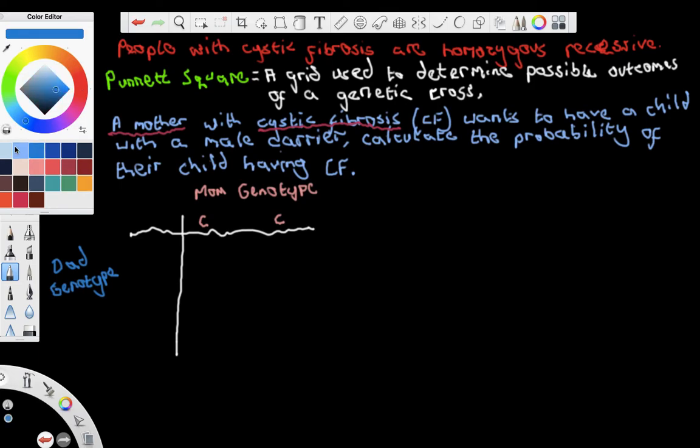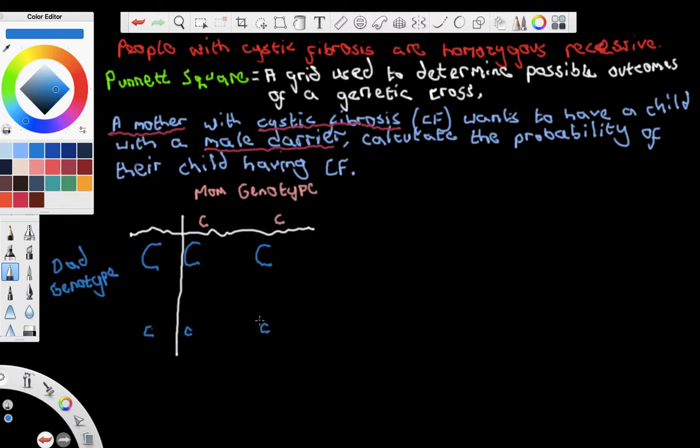Dad, on the other hand, is a carrier. Okay, so it says in the question that the male, the dad, is a carrier. We said on the previous slide that a carrier is someone who is heterozygous. So Dad, remember I must use the same letters, is heterozygous, so I can show that with a capital C and a lowercase c. What I then do is I go across filling in each row. So Dad can only give a capital C here and can only give a capital C here. Dad can only give a lowercase c here and a lowercase c here.